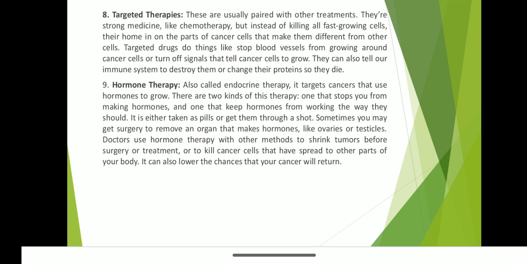Next is hormone therapy. It is also called endocrine therapy. It targets cancers that use hormones to grow. There are two kinds of this therapy. One that stops us from making hormones and one that keeps hormones from working the way they should. It is either taken as pills or given through a shot. Sometimes we may get surgery to remove an organ that makes hormones, like ovaries or testicles.